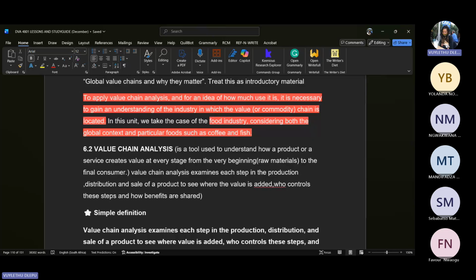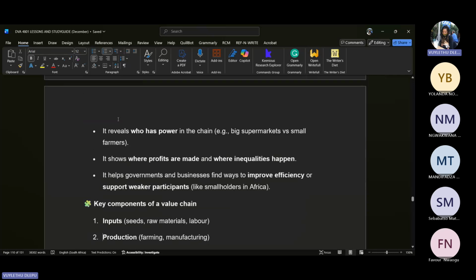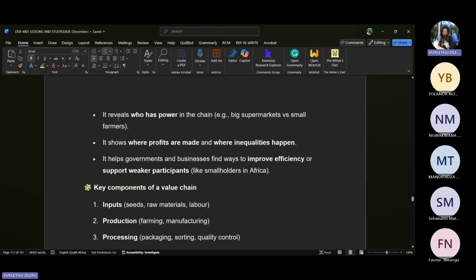So the value chain analysis is basically a tool used to understand how a product or a service creates value at every stage, from the very beginning, from the raw material stage to the final consumer. Value chain analysis examines each step in the production, distribution, and sale of a product to see where the value is added, who controls the steps, and how they benefit.